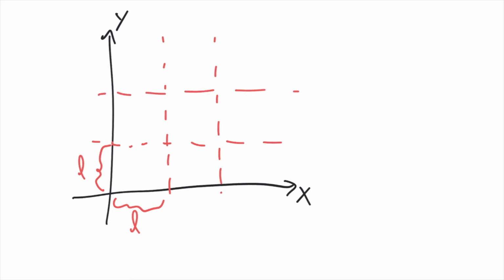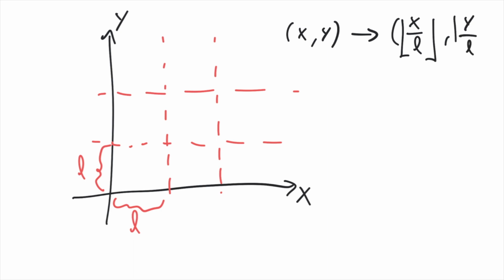And the way to do this in practice is to assign the point (x, y) to a cell which is just floor of x over L, floor of y over L. So while points are represented by simply real numbers, the grid is represented by pairs of integer numbers. And it's not hard to see a few properties that this grid has.